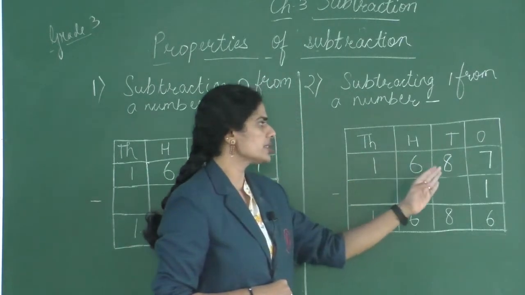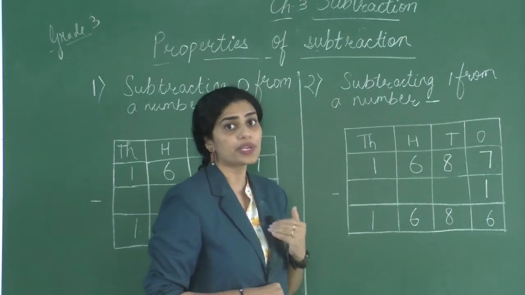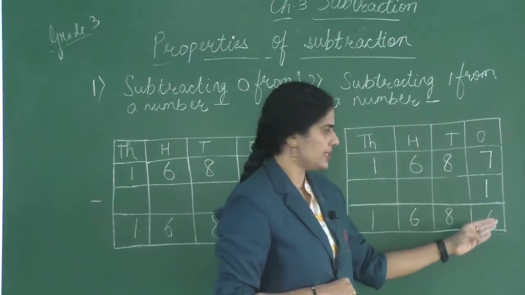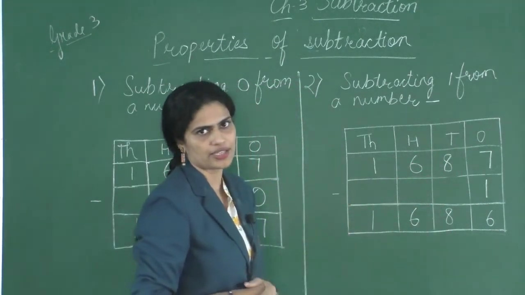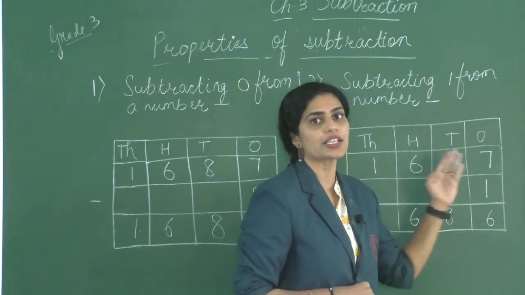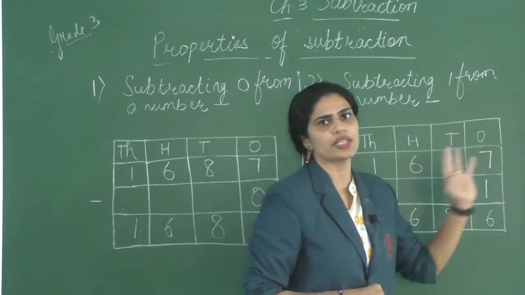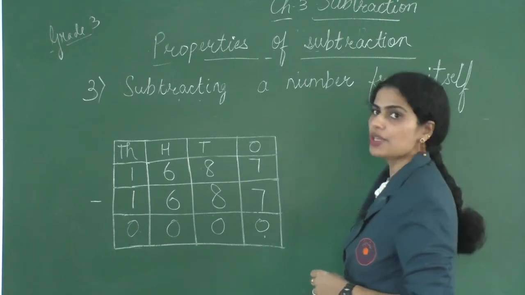Second property, subtracting 1 from a number. So here 1687 minus 1. So we get a predecessor of the given number. 7 minus 1 is 6, 8 as such, 6 as such and 1 as such. So the answer is 1686, which is a predecessor of the given number 1687.